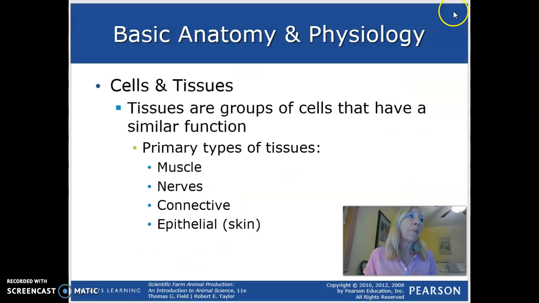So now we're going to go over the basic anatomy and physiology very briefly. We're going to talk about different body systems. And to start with, we have to talk about body tissues. Tissues are a group of cells that have similar function. So the primary types of tissues in the body are muscle tissue, your muscles, nerves, your brain, connective tissue, and epithelial tissue. Epithelial tissue is your skin.